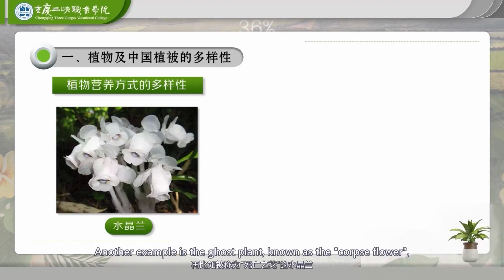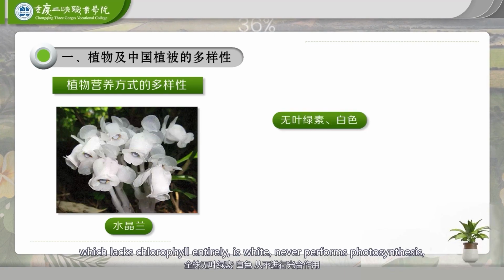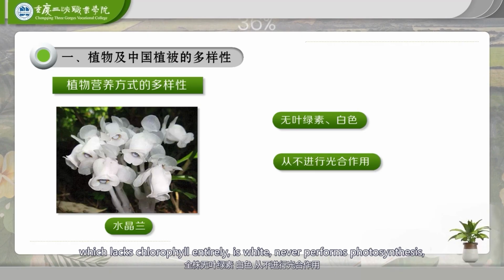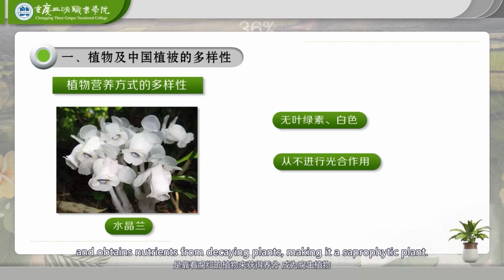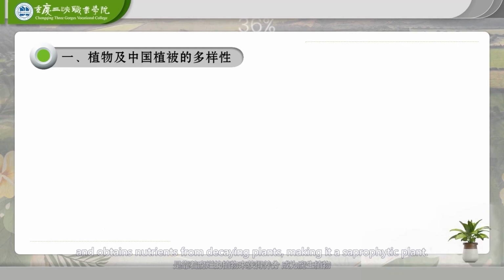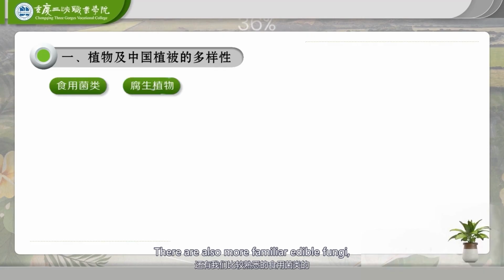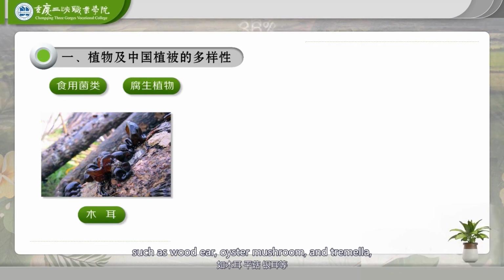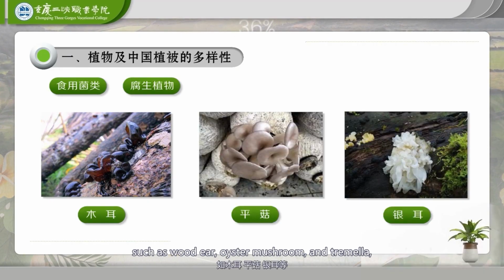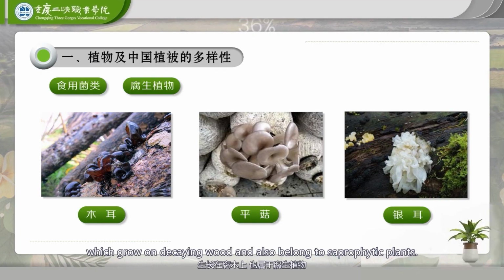Another example is the ghost plant, known as the corpse flower, which lacks chlorophyll entirely, is white, never performs photosynthesis, and obtains nutrients from decaying plants, making it a saprophytic plant. There are also more familiar edible fungi, such as wood ear, oyster mushroom, and tremella, which grow on decaying wood and also belong to saprophytic plants.